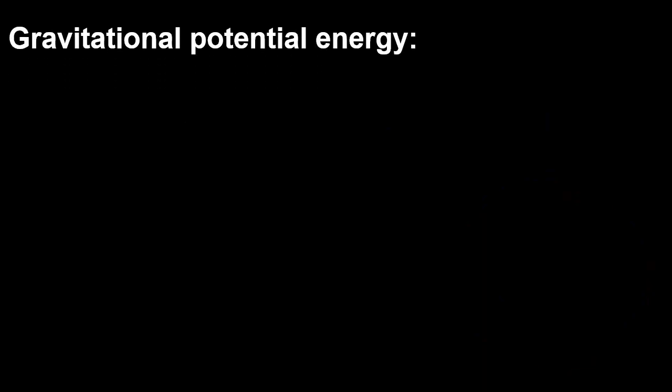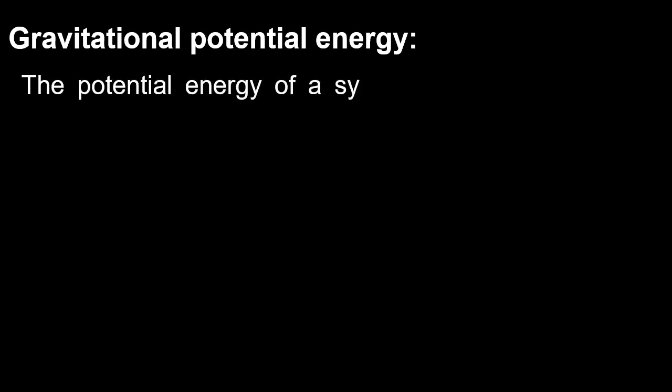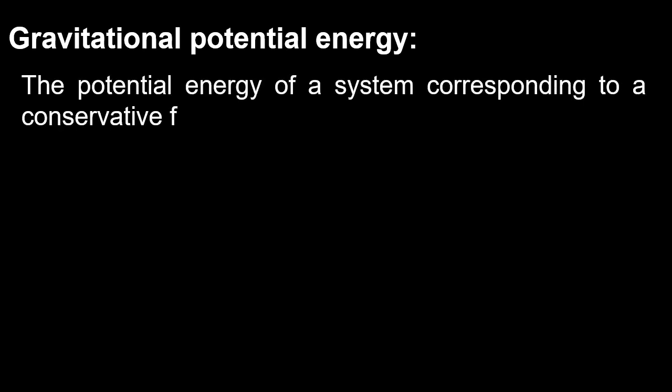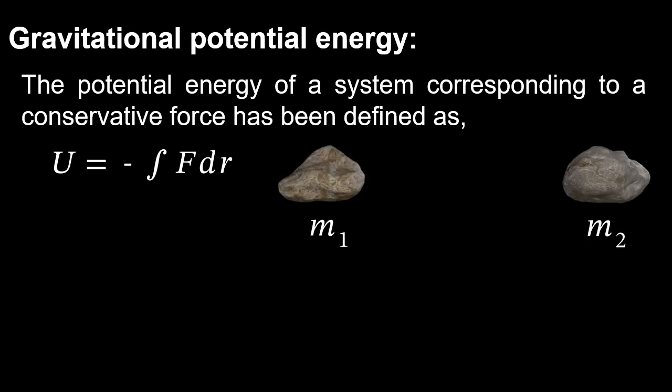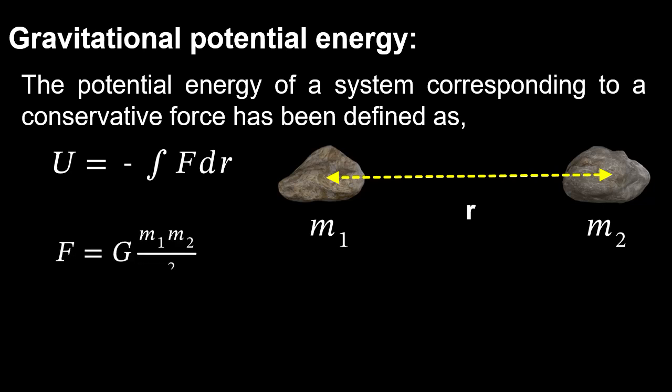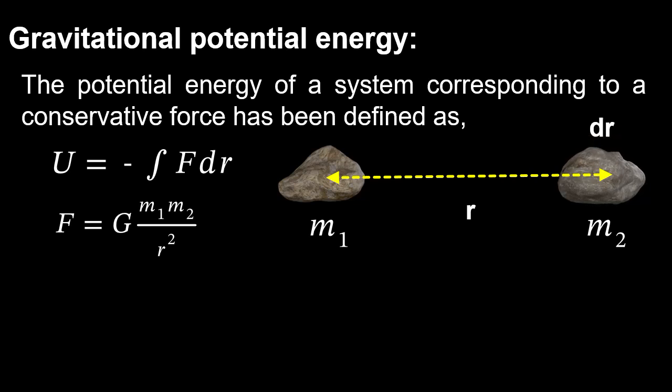Gravitational potential energy. The potential energy of a system corresponding to a conservative force has been defined as U equals minus integration F dr. Let two particles of mass m1 and m2 be situated r distance apart. Then the gravitational force on the particle of mass m2 by m1 is F equals G m1 m2 by r square.